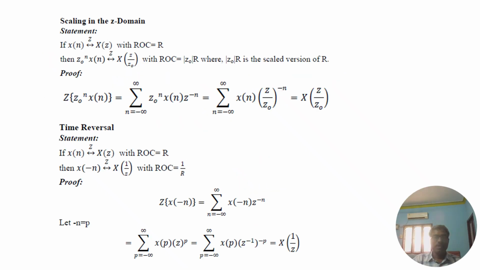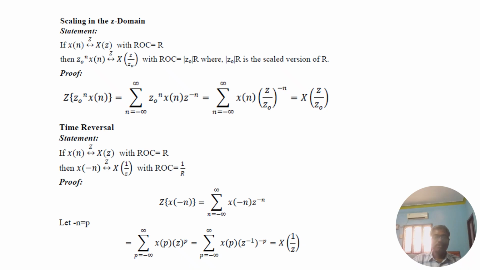The statement of the time scaling property is: the Z transform of z naught power n into x of n is equal to x of z by z naught. In order to prove this property, we need to replace x of n by z naught power n x of n in the definition of Z transform. After the replacement, we need to combine the z terms. Then finally, we will get summation n equal to minus infinity to plus infinity x of n into z by z naught power minus n, which can be written as x of z by z naught.